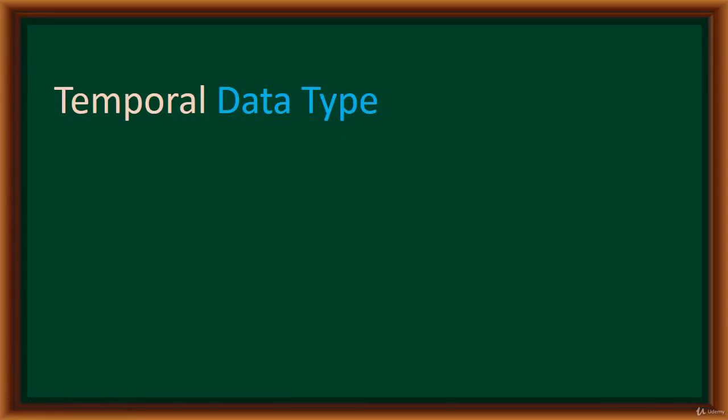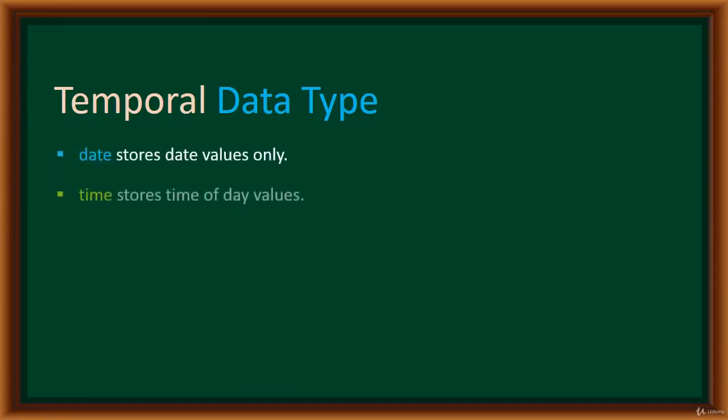The next type of data type is the temporal data type. This data type stores things like date and time related data. There are 5 main temporal data types in Postgres. So I'll start with the first one, which is a date. The date basically stores date values.